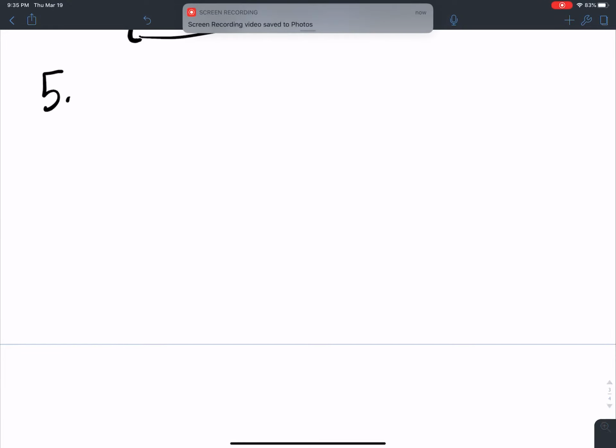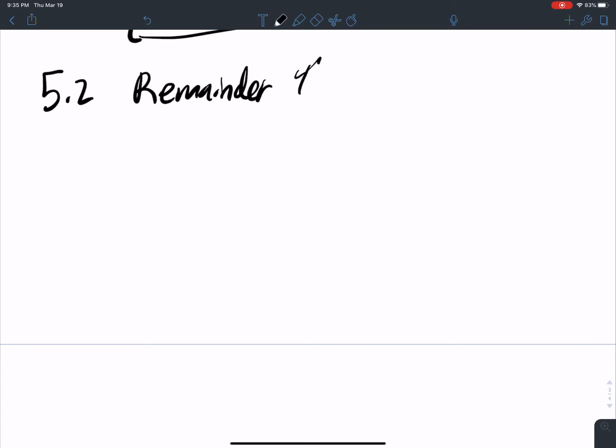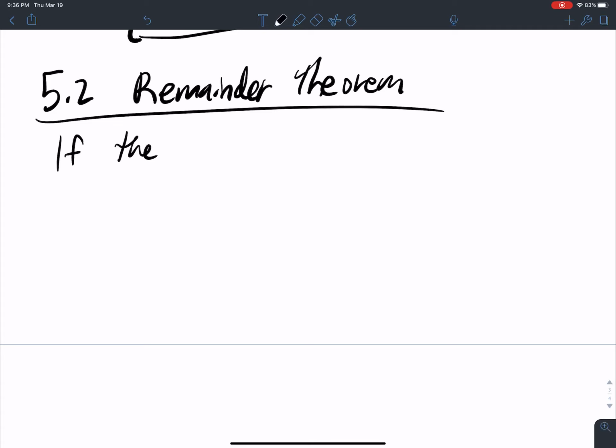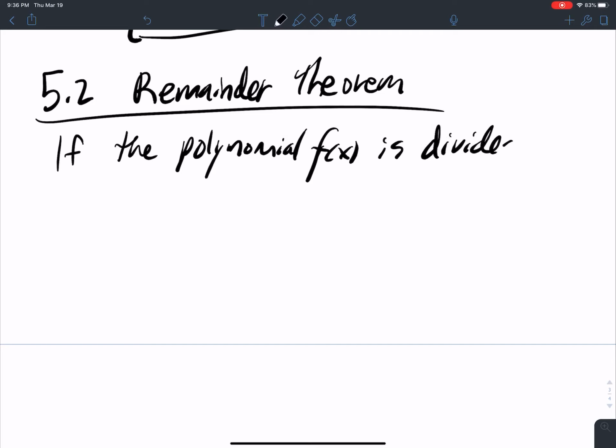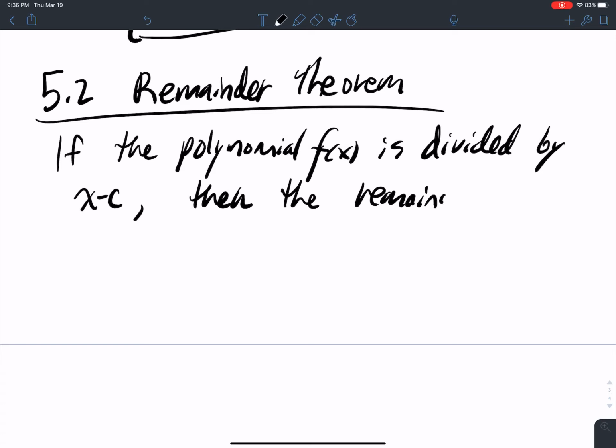So we're still in 5.2, and we're going to talk about the remainder theorem. Remainder theorem: if the polynomial f of x is divided by x minus c, then the remainder is f of c. The remainder is f of c.